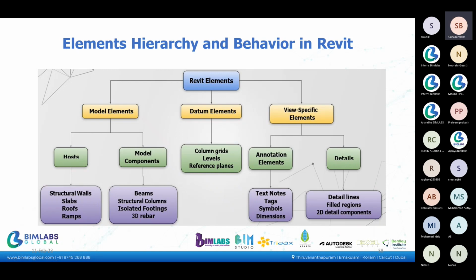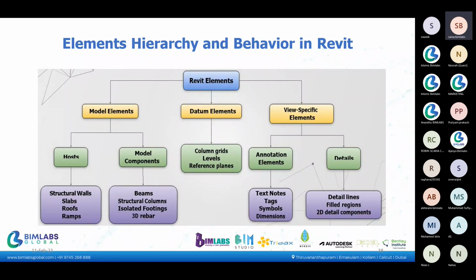This is the element hierarchy and behavior in Revit. Revit elements are classified into model elements, datum elements, and view specific elements. And the model elements are split into host and model components. I already said some of the components are hosts, that is, walls, roofs, ramps, etc. And some of the components can be placed only if a host is available. That type of component is said to be model components.